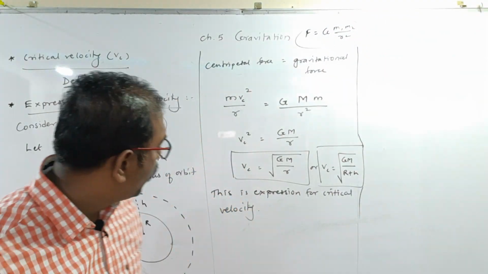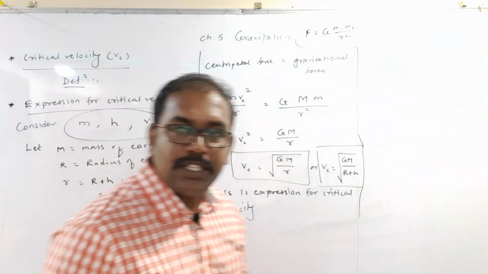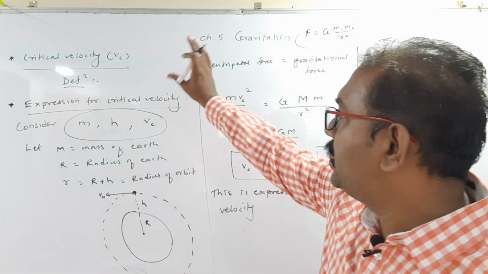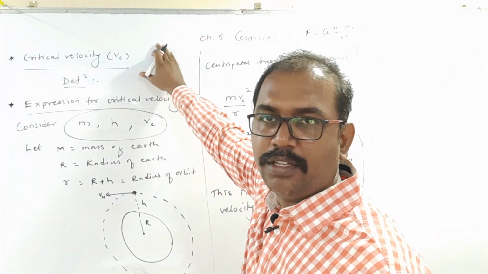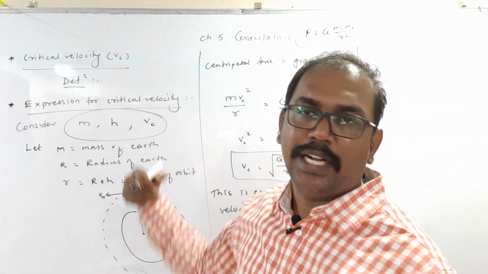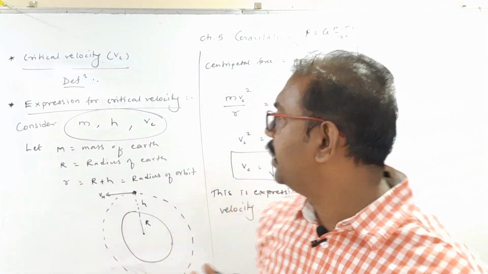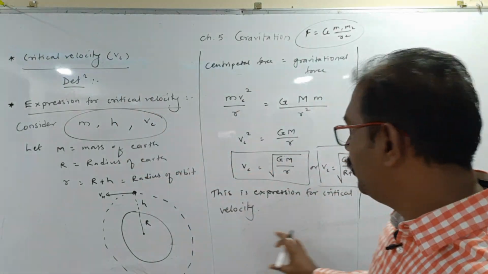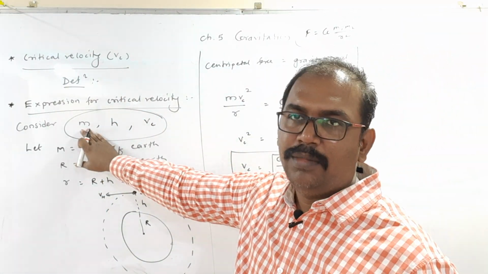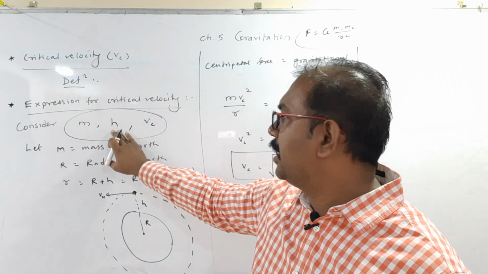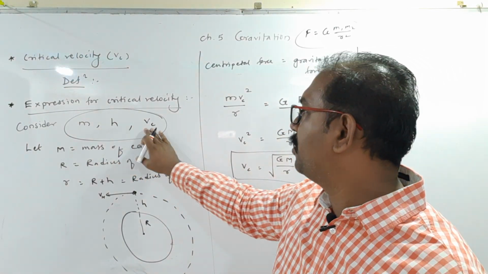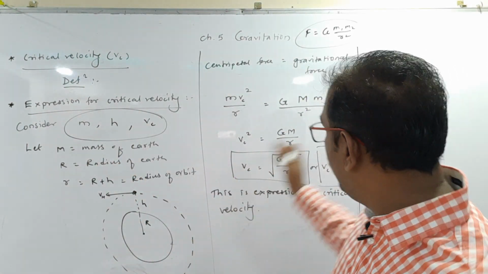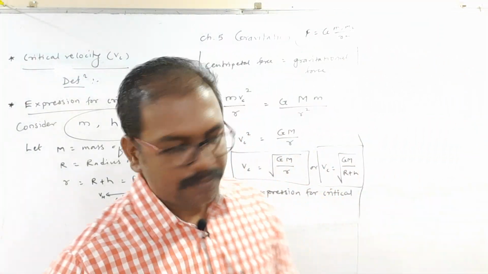Now if in the examination a question is asked, what is critical velocity? You have to write the definition: the horizontal velocity due to which a satellite revolves in a circular orbit is called critical velocity. Then write this expression: consider a satellite of mass m revolving in a circular orbit at height h from the surface of earth with velocity vc. And then as it is, you have to write up to this.